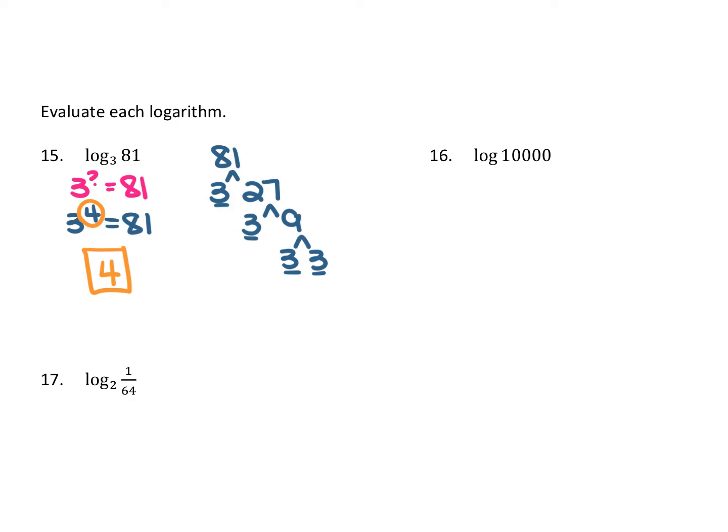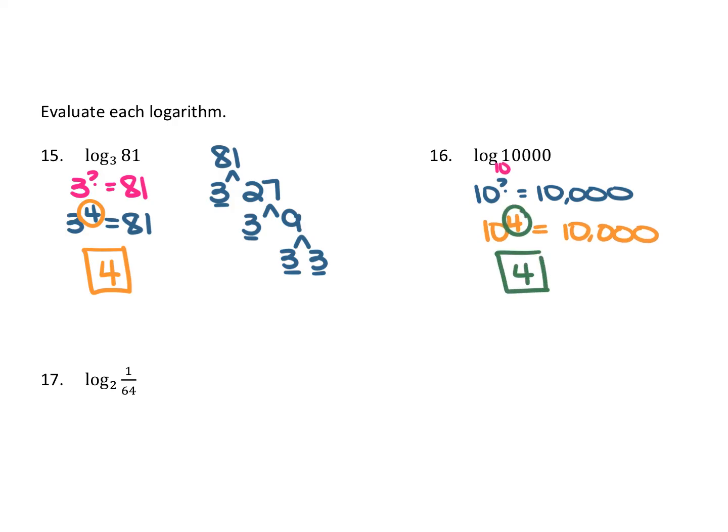For 16, you have log of 10,000. You don't have a base on here, so it's automatically a 10. So you're saying 10 to what power is 10,000? You have 4 zeros here, so that's 10 to the 4th power is what's giving you the 10,000. So again, we say our power is our answer. 4 is your answer on this one.